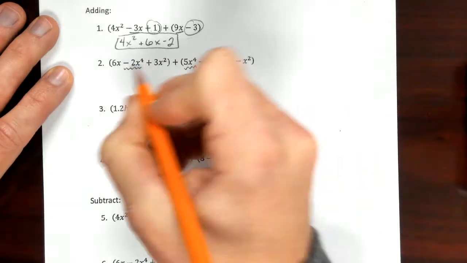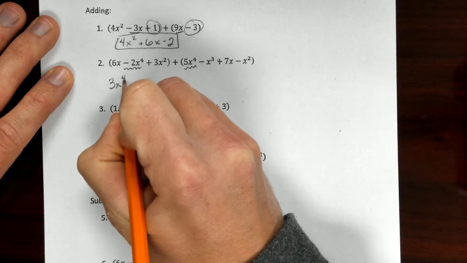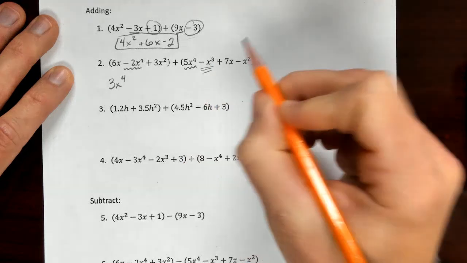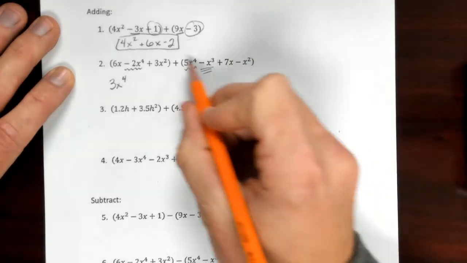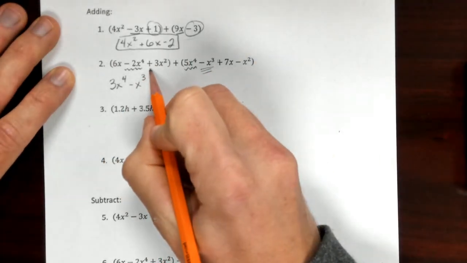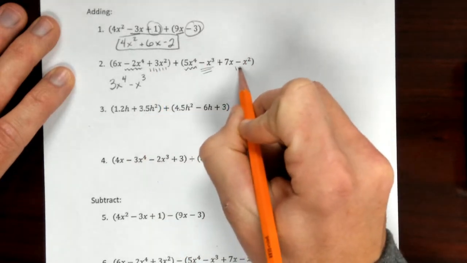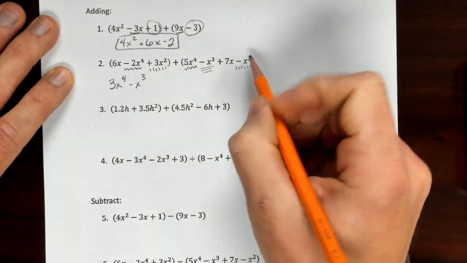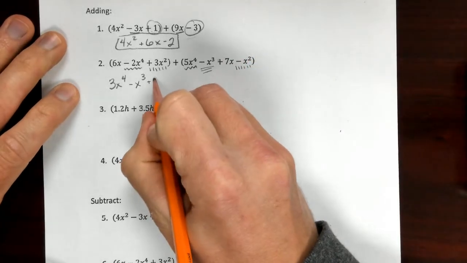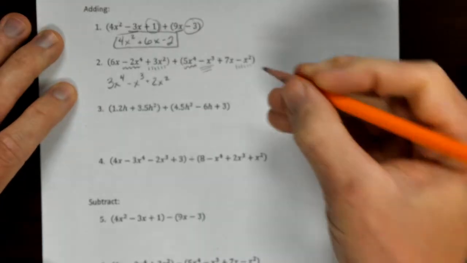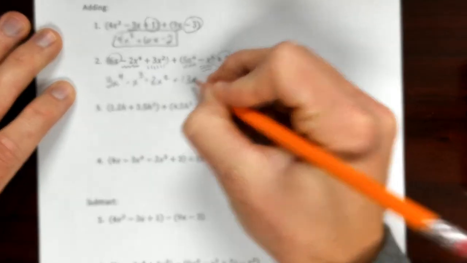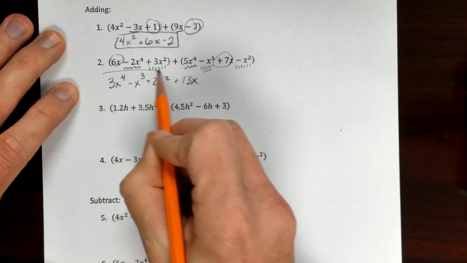5 minus 2 is 3. And I do not touch the exponents, right? So 3x to the 4th. Next thing I'm looking at is this x cubed, going in descending order. So negative x cubed, I don't see any more x cubed, so let's bring it down. Next thing I'm going to is the x squareds. Positive 3 minus 1. So if you got $3, you subtract 1, you got $2. So 2x squared. And last but not least, we've got plus 7x plus 6x. That gives me a plus 13x. We're done.